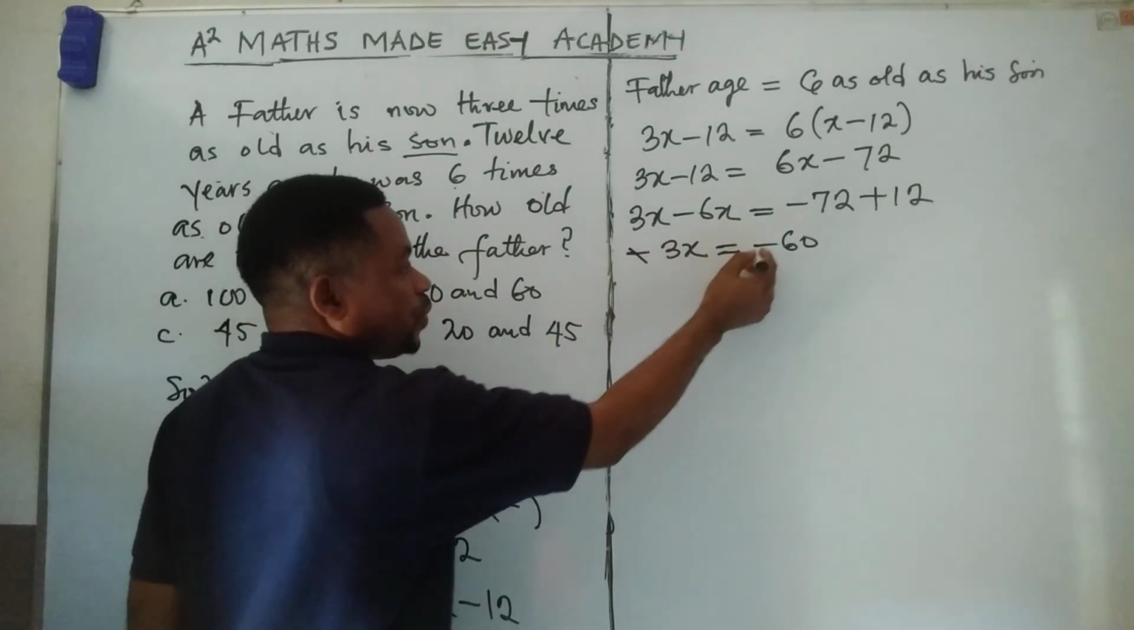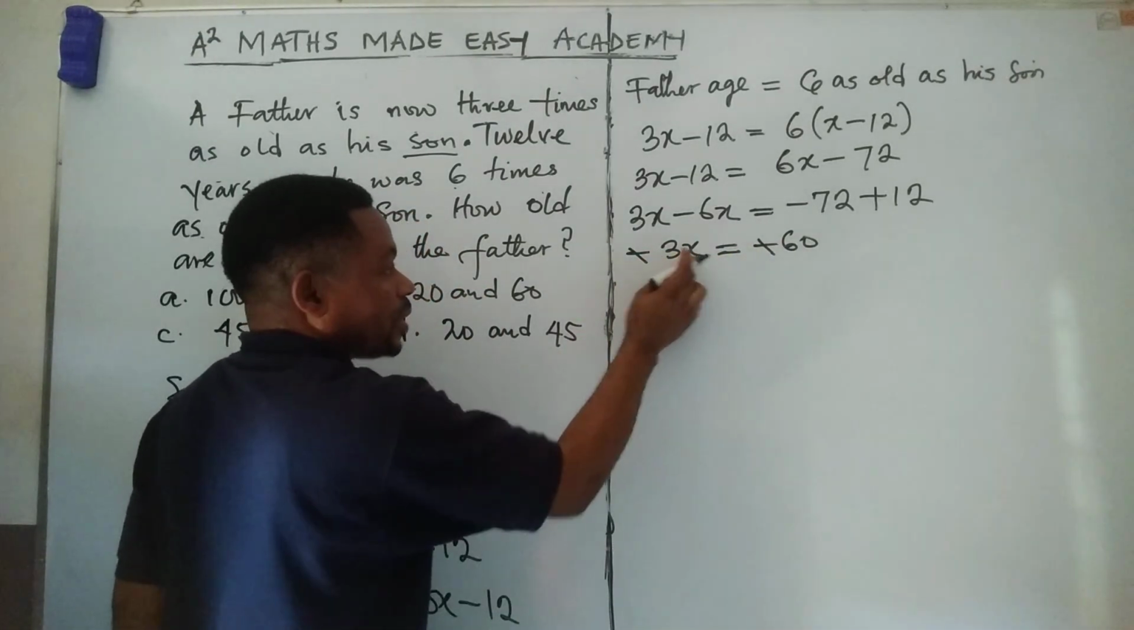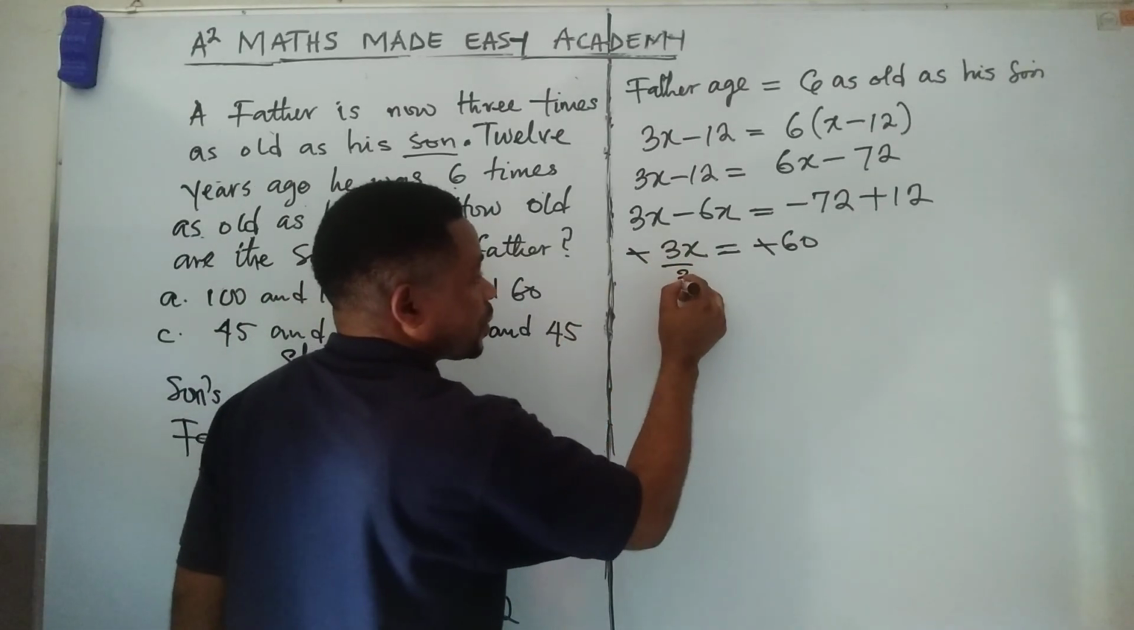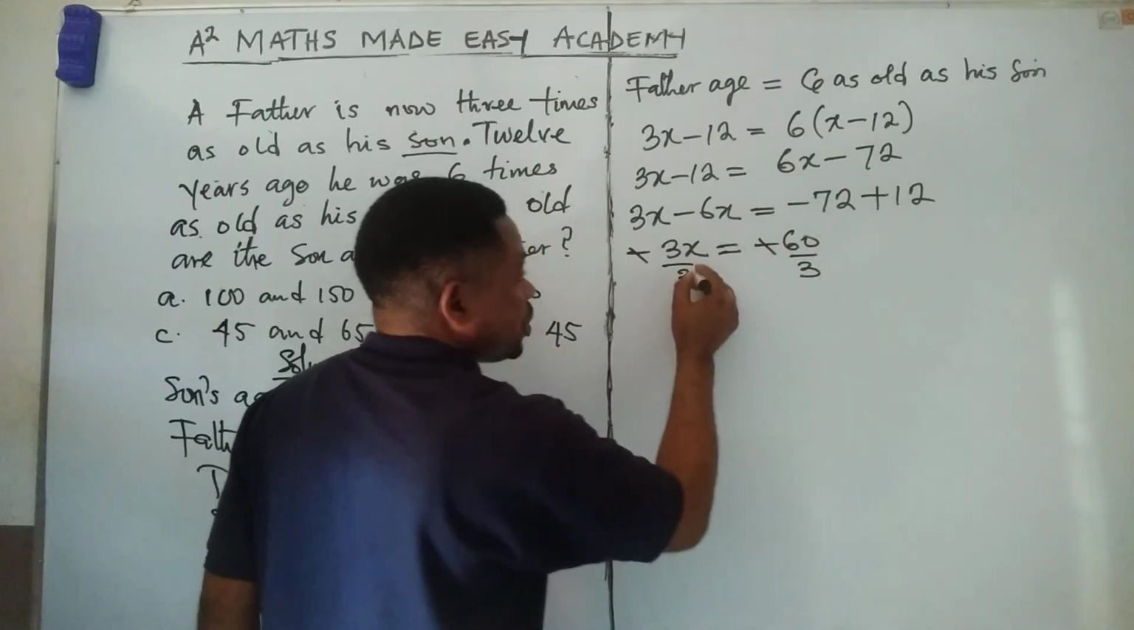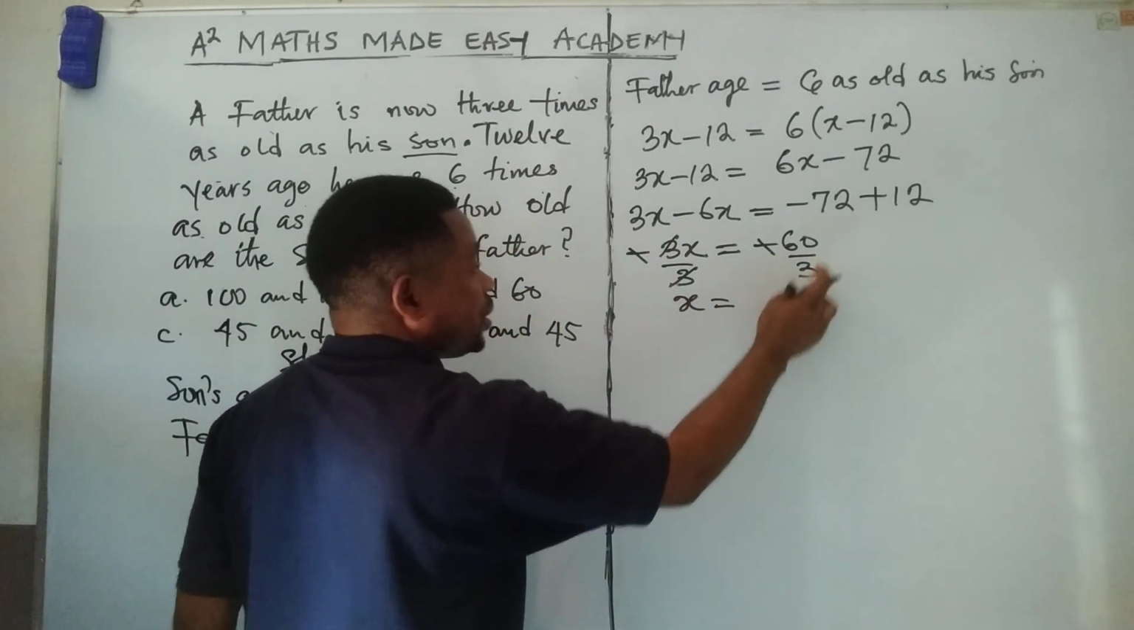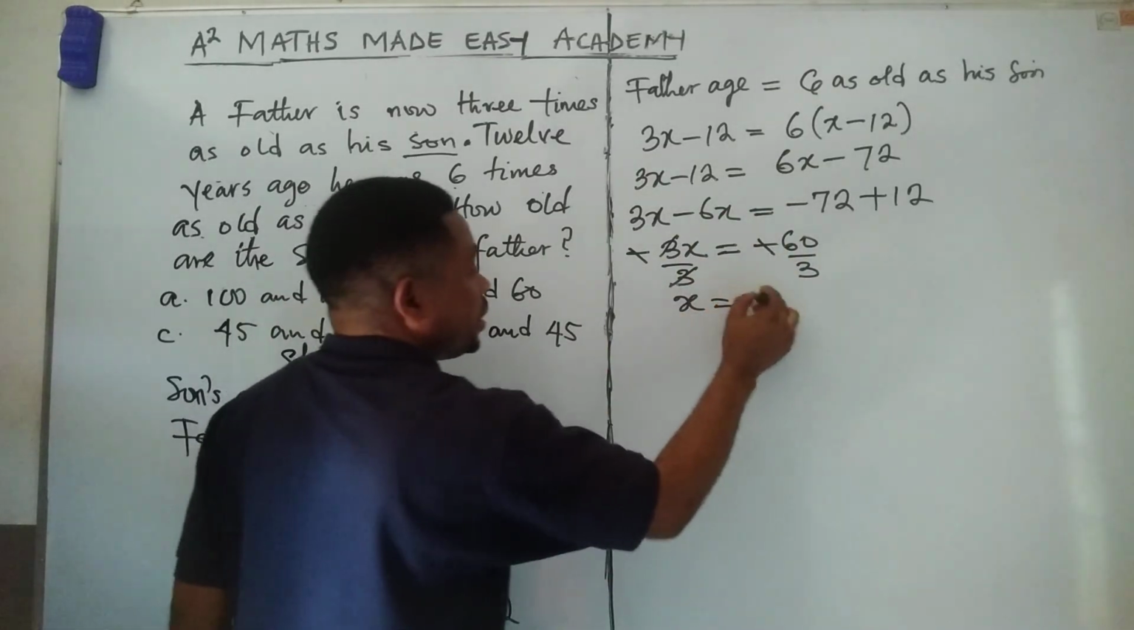Now this minus will cancel this minus. Our target is to make X the subject of the formula. I will divide by 3. I will go here and divide by 3, so that 3 will cancel 3. My X becomes equal to, can 3 go into 60? Yes. How many times? 20.